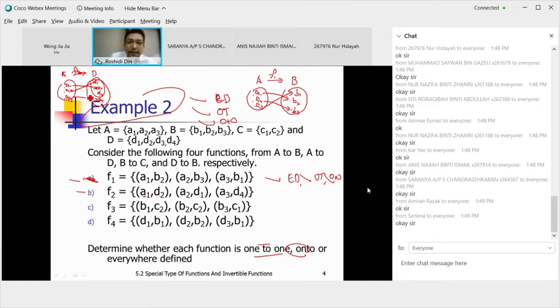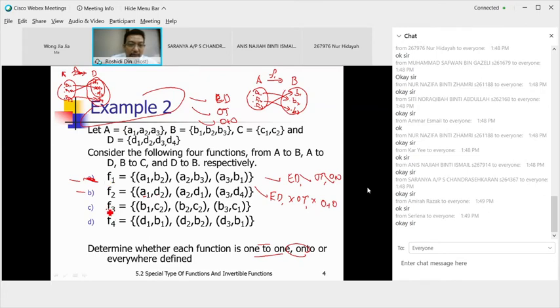Okay, now we check. Is it everywhere defined? Are all the elements in A utilized? Yes, everywhere defined. Is it onto? We look at this. This is not onto because D3 is not utilized. So this is not onto. Is it one-to-one? No, because D is not fully utilized, here 3, here 4, so it cannot be. So it's not onto or one-to-one.